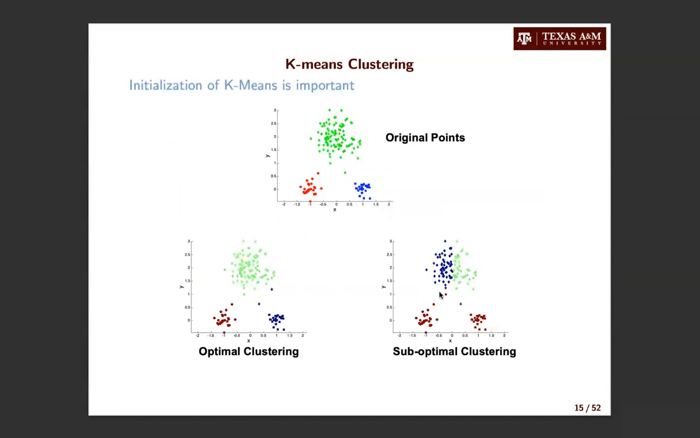So this is an example of how the algorithm for different initializations can have different results. Here we see our original points, and here we see one example of clustering, while in the bottom right we see another example of clustering. Clearly, the example on the bottom left is much better compared to the bottom right, but again, it depends on the different initialization that we have for K-means.